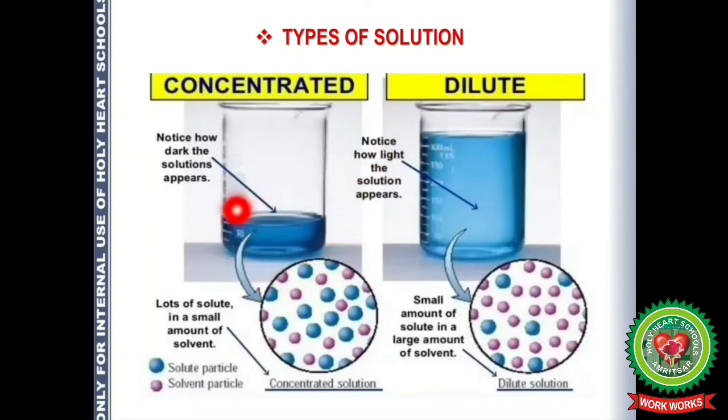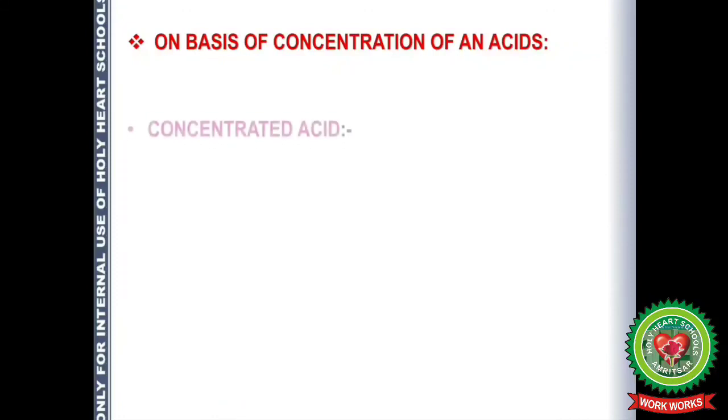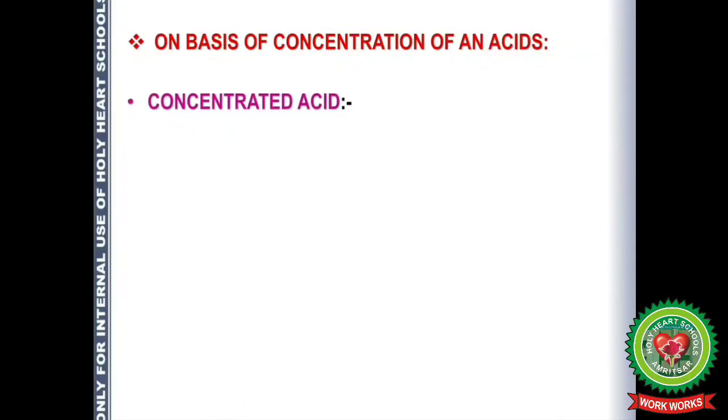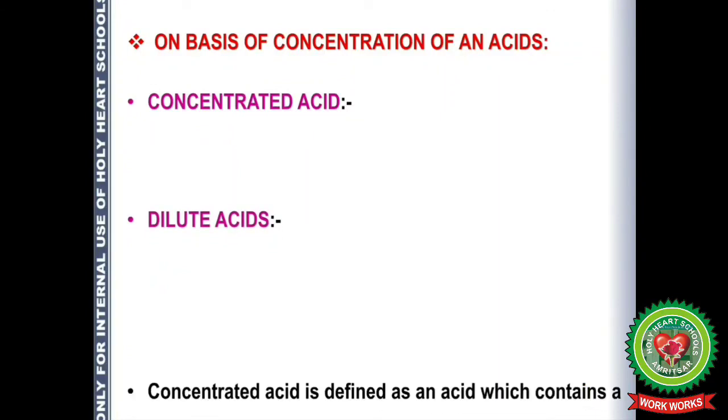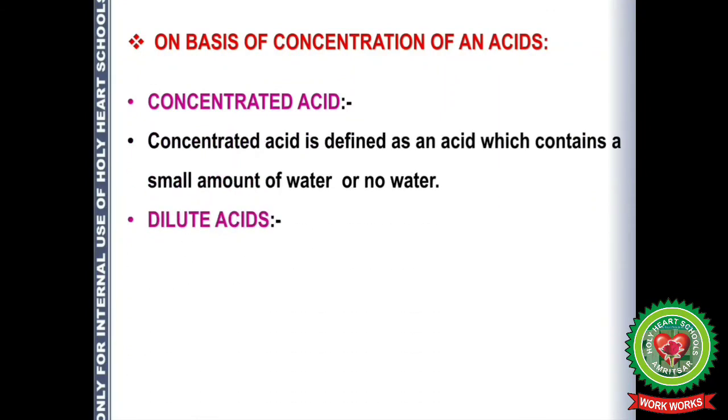You can also see the color. Here the solute particles are near to each other. The color of the solution is very dark. Here the solvent is more. Solute particles are far away from each other. And the solution is light in color. So this is concentrated and dilute. On the basis of this, acids are also of two types, that is concentrated acid and dilute acid.